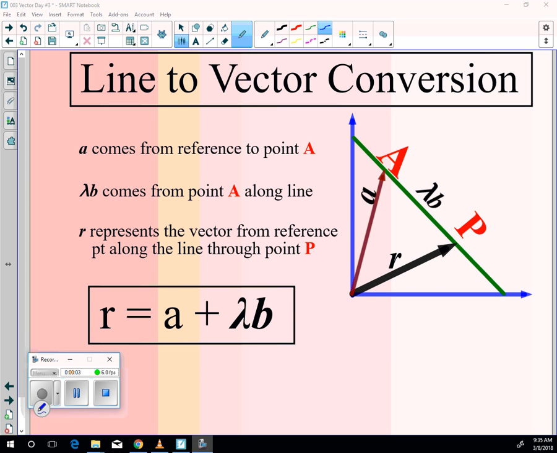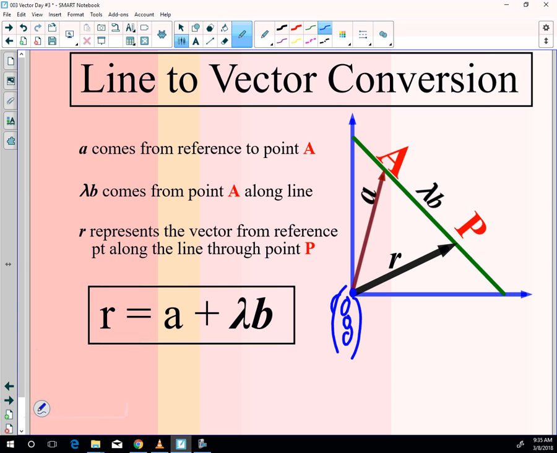So when we look at a line represented with vectors, we're going to take the center of the universe, which is 0, 0, 0. That's the point. And we're going to go to a point on the line. This is what we call vector A. And that vector gets us to the line.